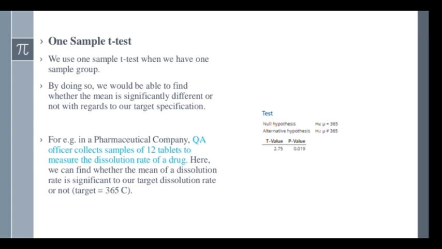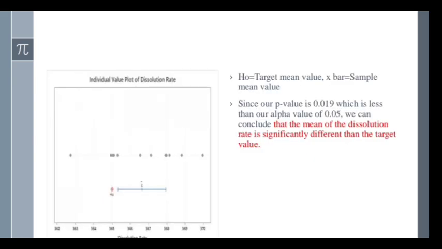So in the one sample test, we have only one sample group, which is able to find whether the mean is significantly different or not with regard to the target specification. It can give the dissolution rate by individual value plot of dissolution rate. Since our p-value is 0.019, which is less than our alpha value 0.05, we can conclude the mean value of dissolution rate is significantly different from the target mean value, x bar sample mean value.